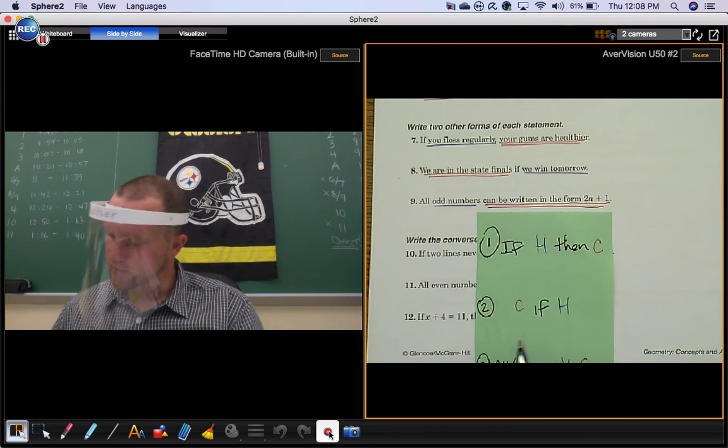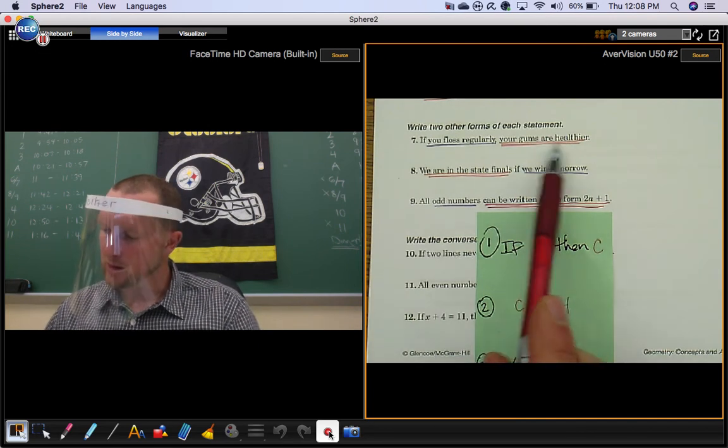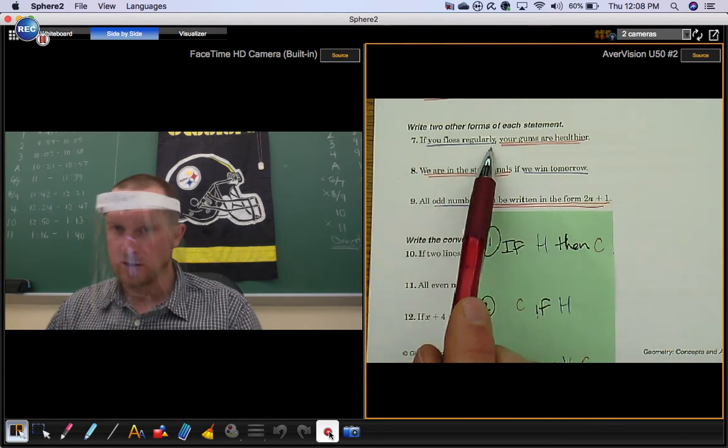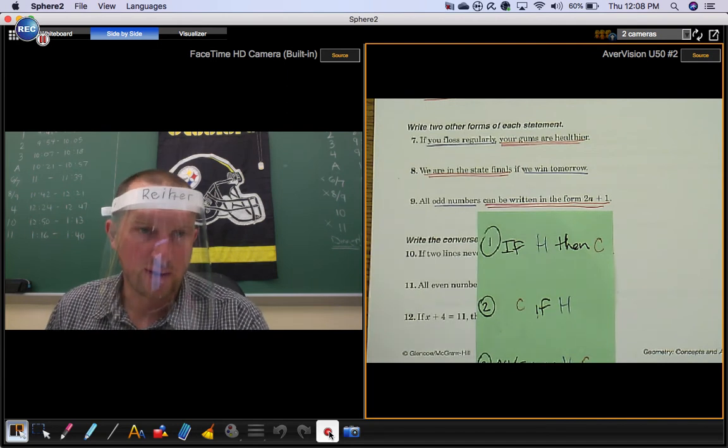Okay, so if you want to structure the statement like this, you would say, your gums are healthier if you floss regularly. You can pause there if you need to write that down. We'll do number 8 next.